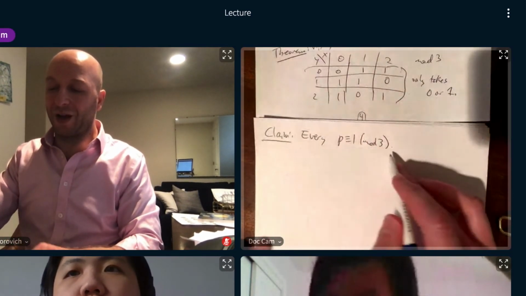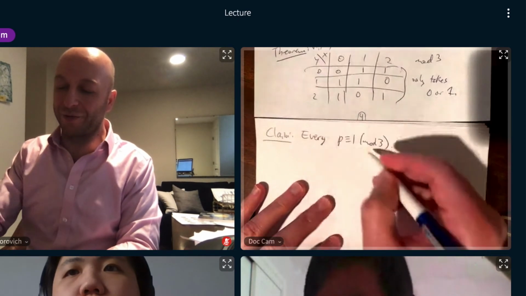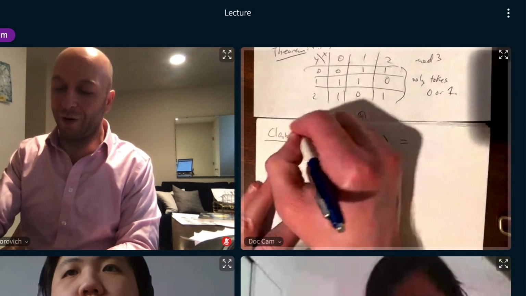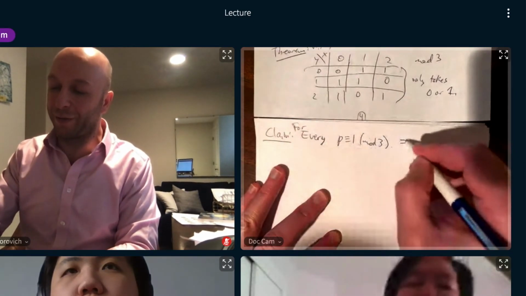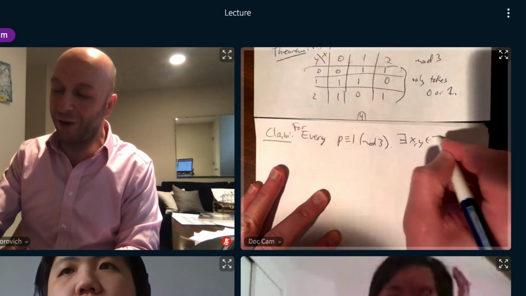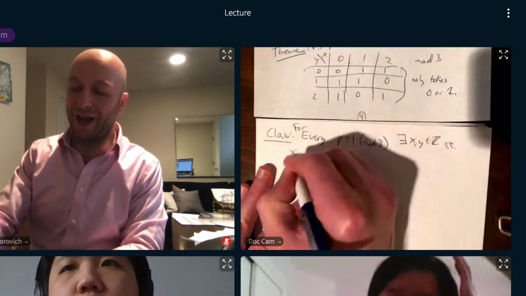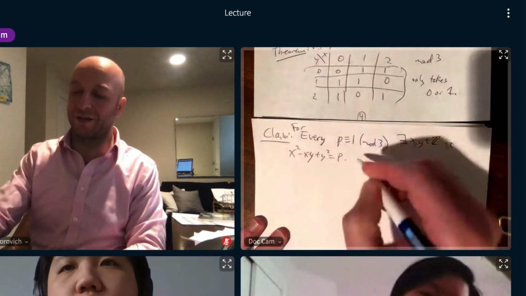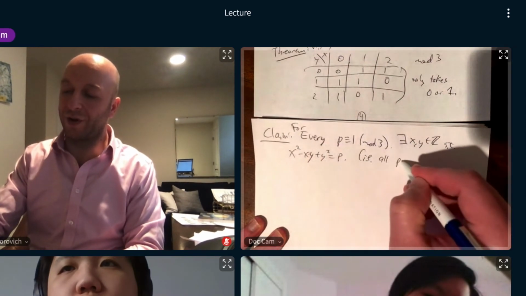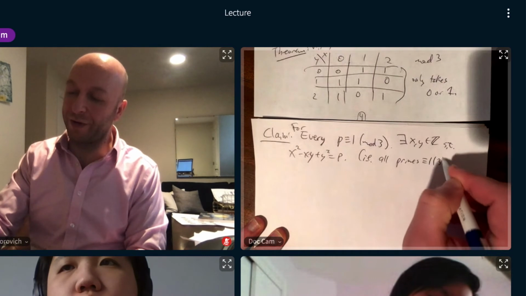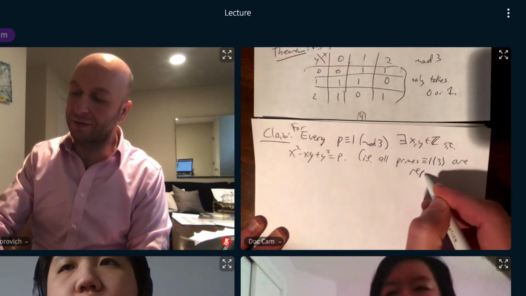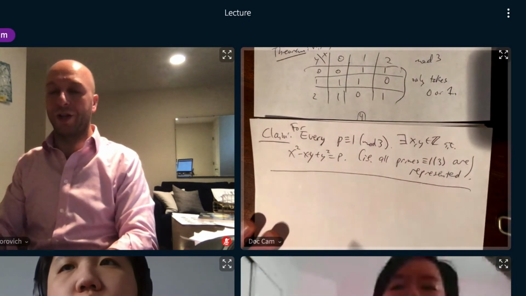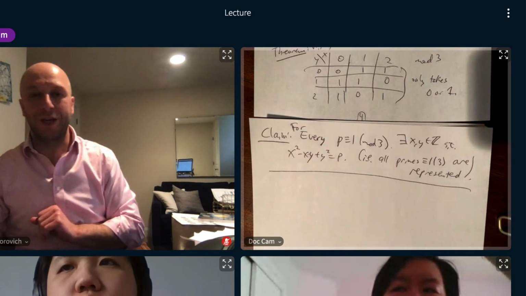And now let's look at primes mod 3. My claim is that every prime congruent to 1 mod 3 is represented. Claim: for every prime p congruent to 1 mod 3, there exist integers x and y such that x squared minus xy plus y squared is equal to p. Okay, so all primes congruent to 1 mod 3 are represented. So my claim is the only obstruction, at least on the level of primes, is being 2 mod 3.